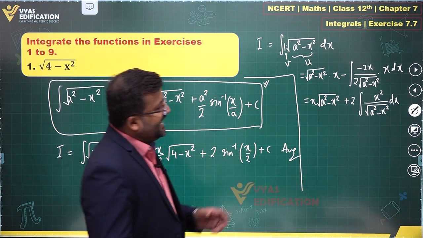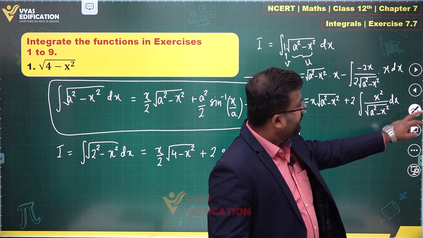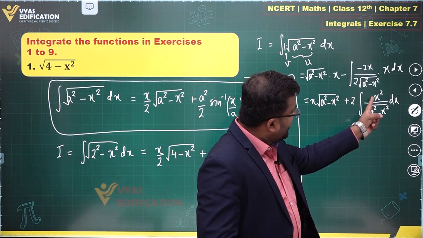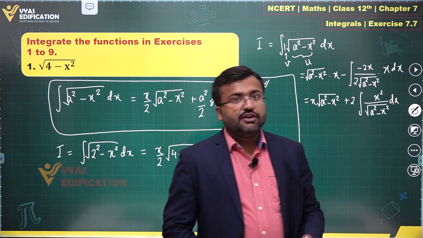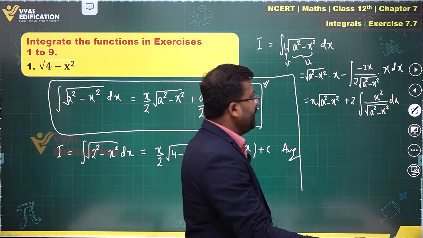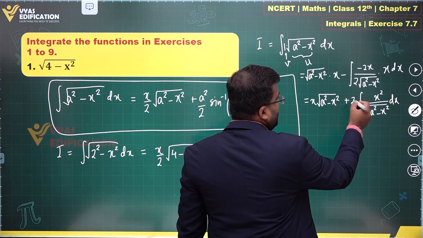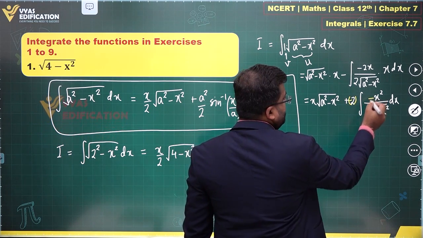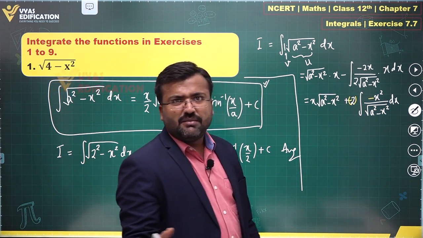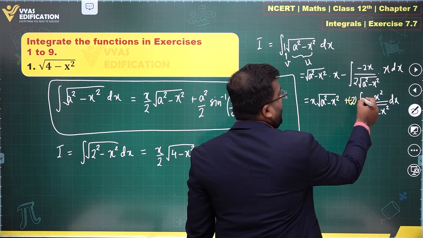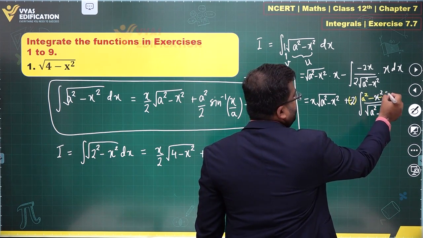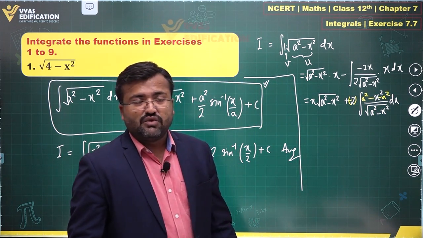At the end of this step, what you will do is you will create this a square minus x square in the numerator over here. And how do I do that? If you multiply with a minus 2, this becomes minus x square, right? Minus and minus become plus. You add a square and you subtract a square. This is what I'll do.